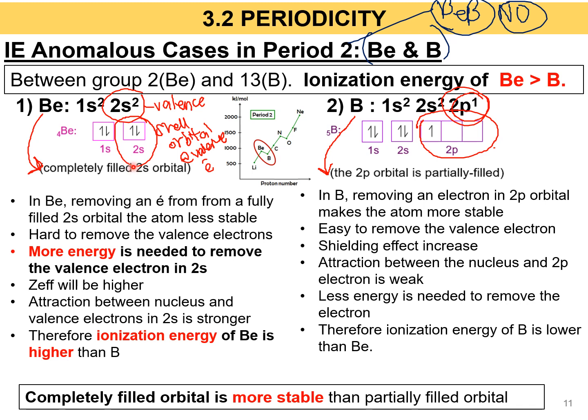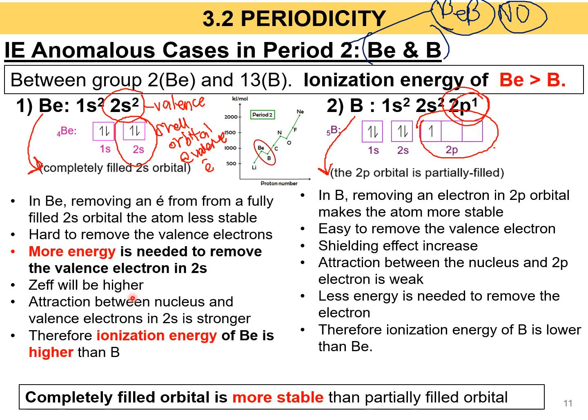So when the atom is less stable, it becomes difficult to remove the valence electron. So when it is difficult to remove the valence electron, you need more energy to remove the valence electrons in 2s, because the 2s orbital in beryllium is complete, okay? So when more energy is needed to remove the valence electron in 2s, the Zeff will be higher, effective nuclear charge will be higher.